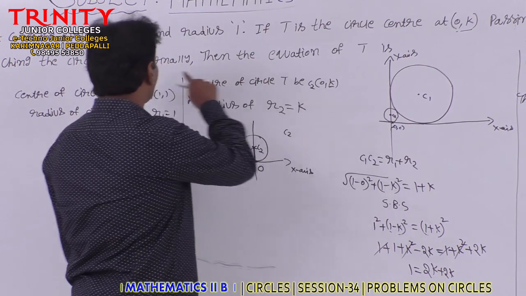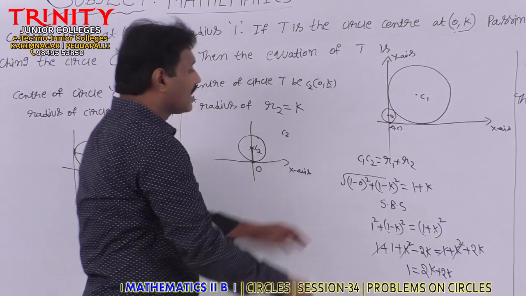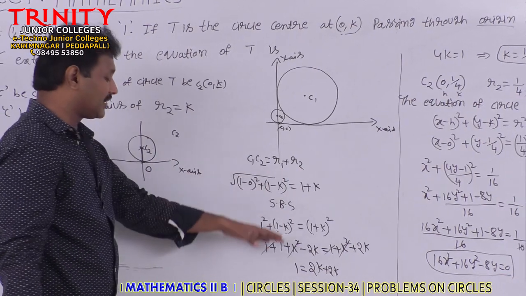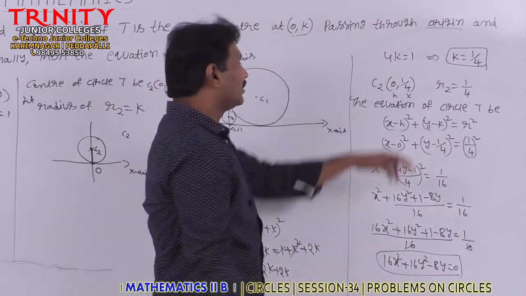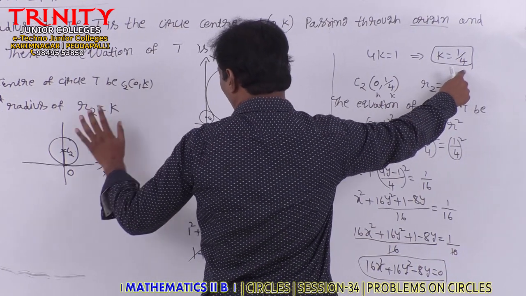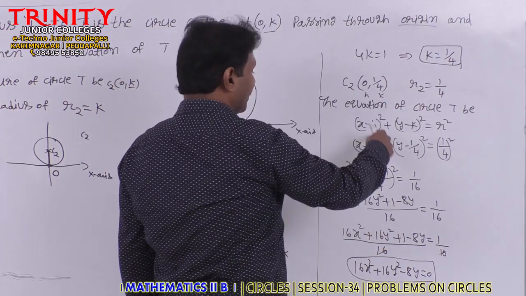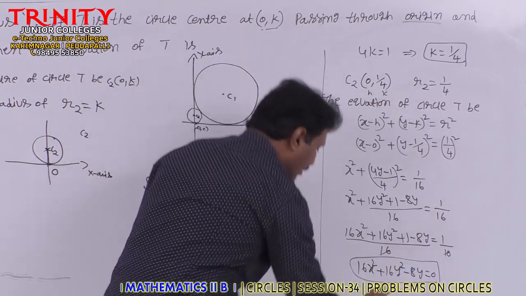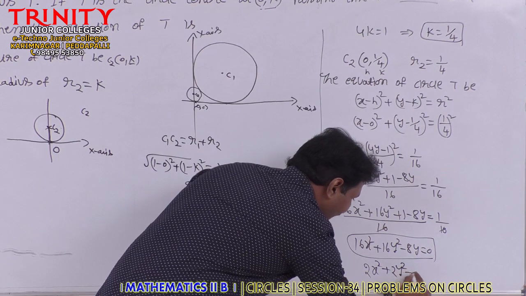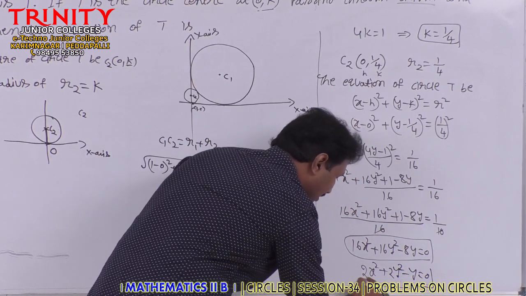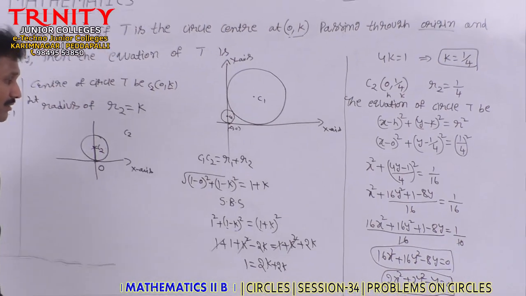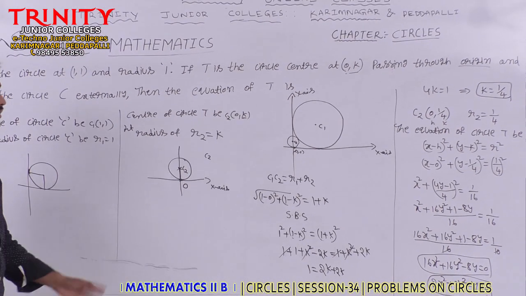We know that these two circles touch each other externally. Therefore, C1C2 = R1 + R2. Substituting these values in the equation, we get the unknown value k. When we substitute, we get the center and radius of the circle, and we get the equation of the circle. Here 8 is common. Therefore, 2x² + 2y² − y = 0. This is the equation of the required circle.